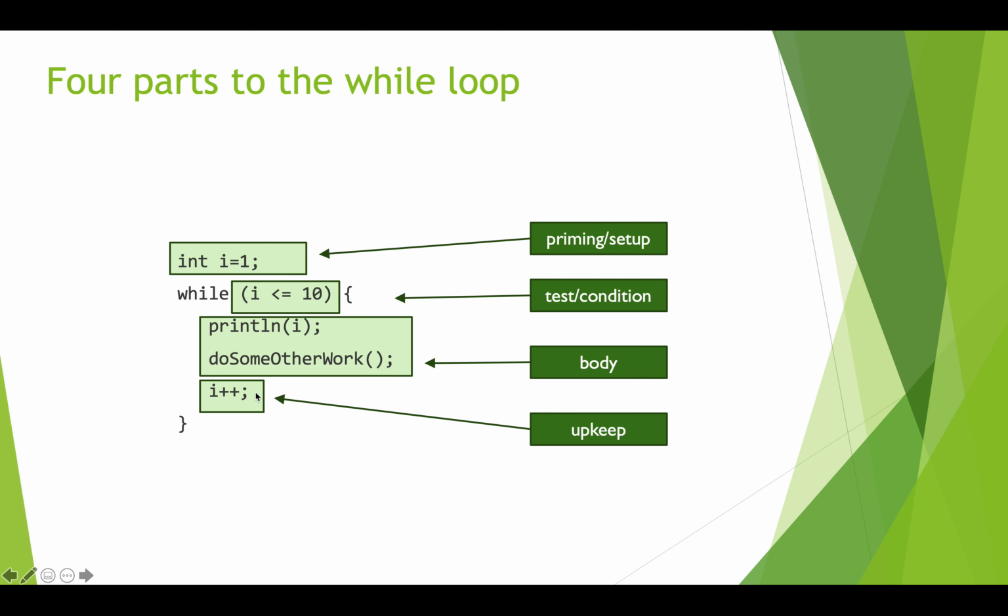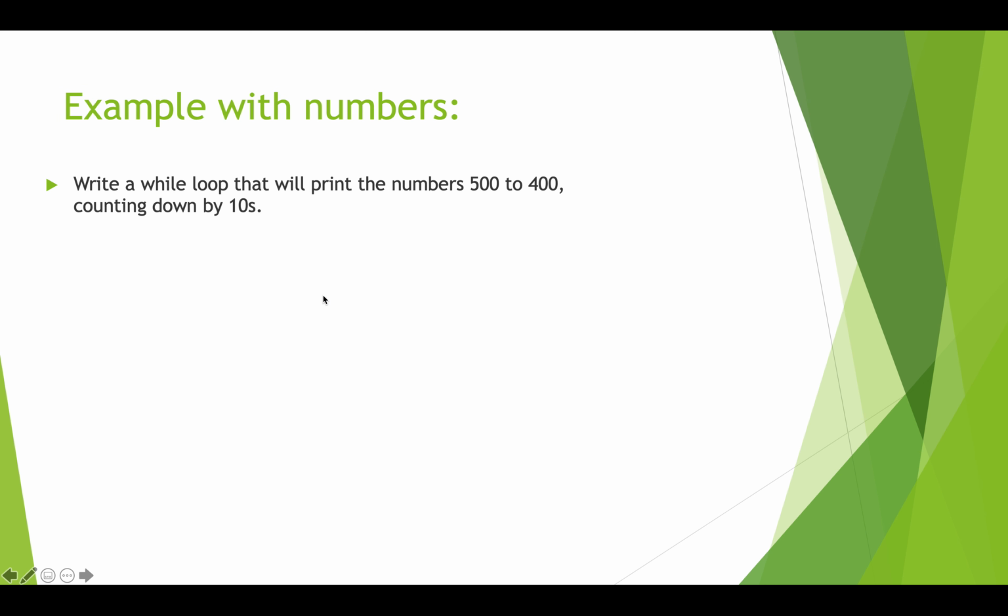And somewhere in this body, we typically have some upkeep code that changes something so that at some point this condition actually evaluates to false. So here's some examples. This example is with numbers. We want to write a while loop that prints the numbers from 500 down to 400, counting down by 10.